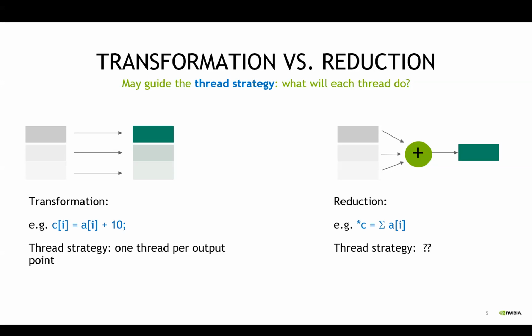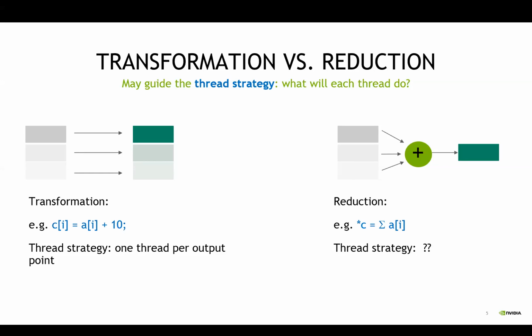It's a very typical CUDA programming model, and it works very well when you're dealing with problems like we've looked at so far, such as matrix multiply or vector add. Those problems naturally fit into this transformational model, and they work very well with this kind of thread strategy.